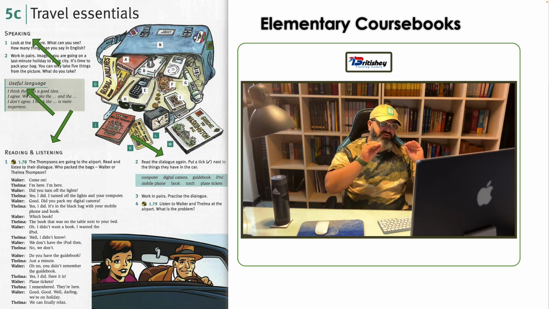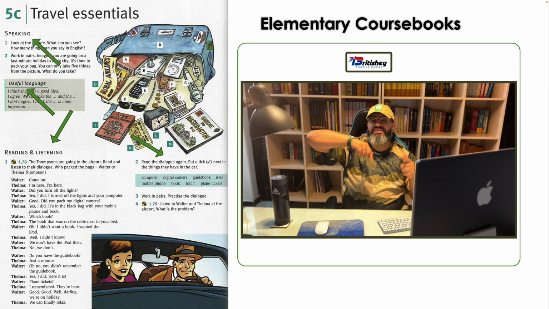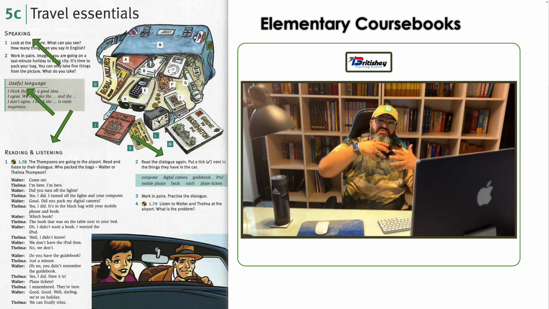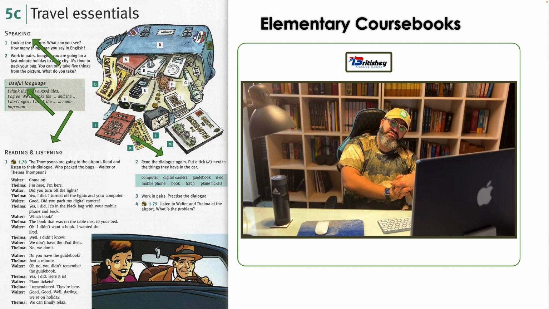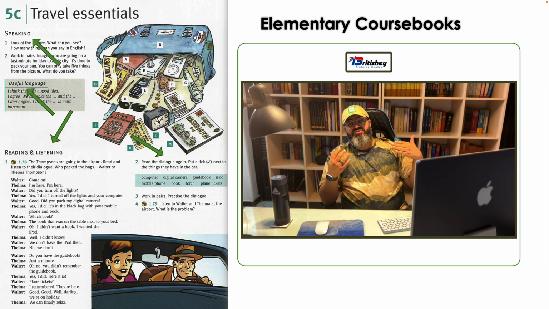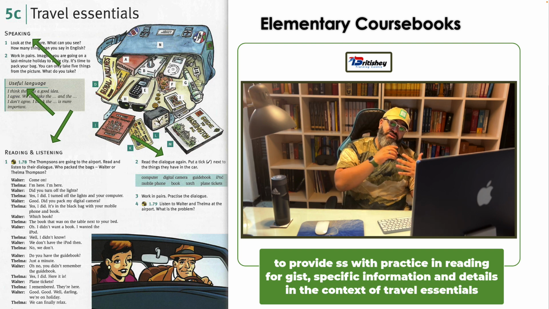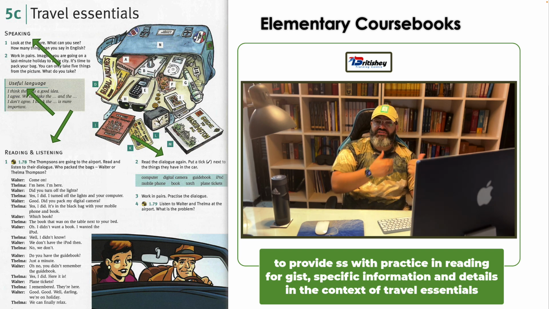How? They have to put the things in the box first in the conversation. And then they need to read carefully to see whether these things are in the car or not. So they need to read for details. So if I want to write now the main aim, I would say to provide the students with practice in reading for specific information and details in the context of travel essentials.